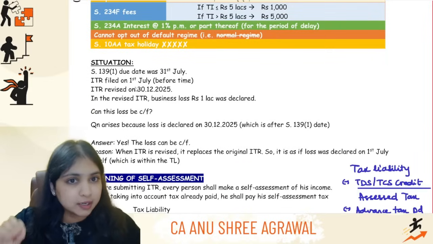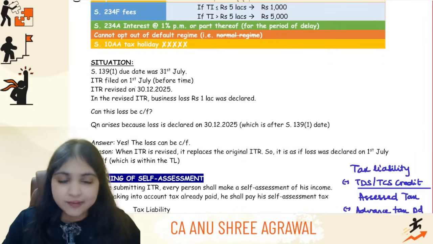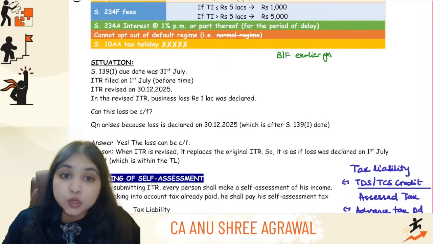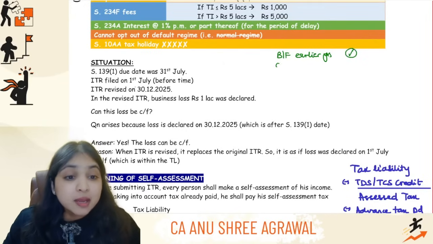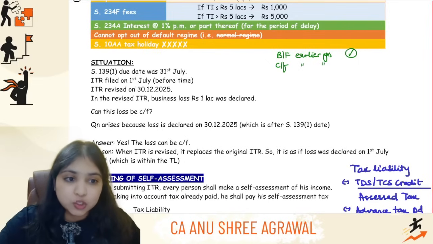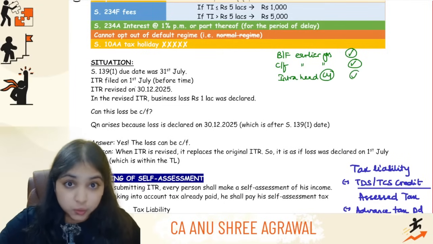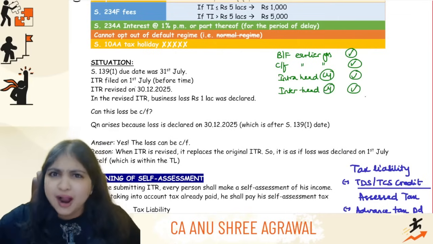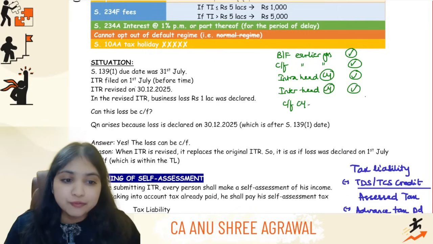Now here you have to be a little careful. Okay, tell me. Assessee has filed ITR late. Can you bring forward earlier year's losses to the current year and adjust? Yes. Can you carry forward these earlier year losses to the next year? Yes, you can. Can you do an intra-head adjustment of the current year losses? Yes, you can. Can you do an inter-head adjustment of current year losses? Yes, you can. So what you can't do then, you only can't carry forward current year losses to the next year. That only you cannot do.